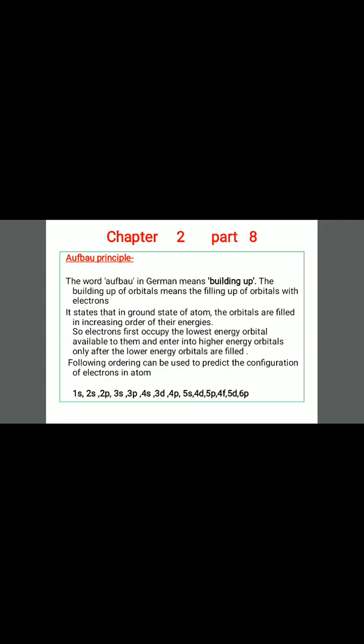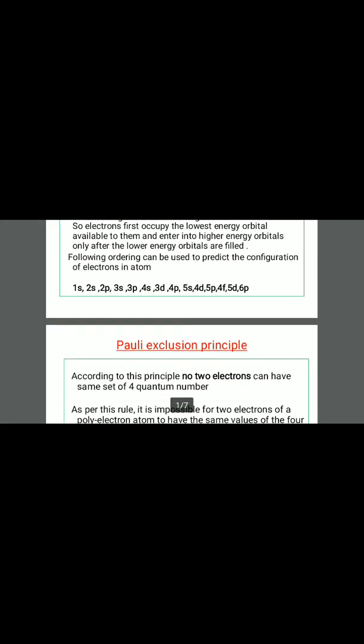It means the lowest energy orbital is near to the nucleus and the highest energy orbital is farther from the nucleus. So first of all, the lower energy orbital will be filled up. You have to know the sequence: 1s, 2s, 2p, 3s, 3p, 4s, 3d and so on. First, electrons will be filled in 1s, then in 2s, then in 2p, and then onwards according to the availability of electrons.